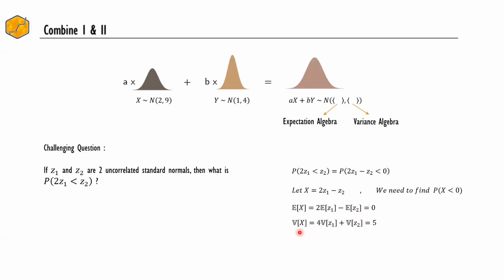What is the variance of X? Well, variance algebra: 2 squared, that is 4, variance of Z1 plus, don't do minus here, okay? Variance of Z2, because the coefficient is 1, right? The variance of standard normal is 1. So we get 4 plus 1, that is 5. And that's it. So we have the complete distribution of X. X follows a normal distribution with mean 0, variance 5.